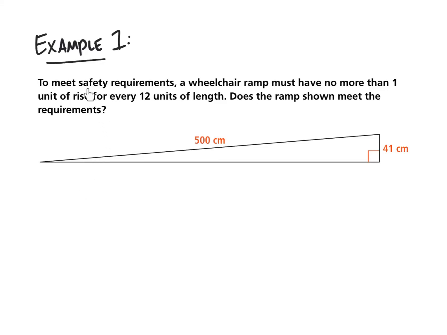So this first question is an application question for the Pythagorean theorem. It says, to meet safety requirements, a wheelchair ramp must have no more than 1 unit of rise for every 12 units of length. Does the ramp shown meet the requirements?